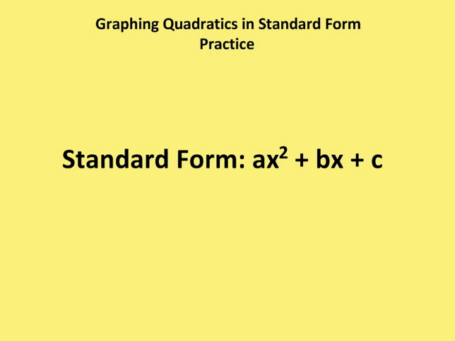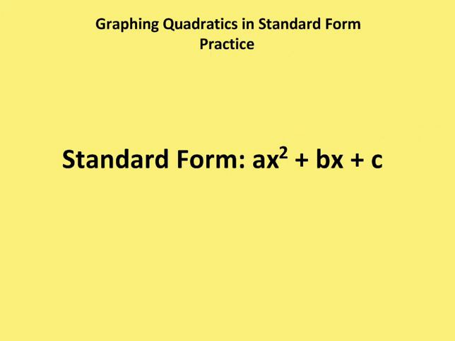So what is the standard form of a quadratic function? Well, it looks like this: ax squared plus bx plus c. So there's a value a, there's a value b, and there's a value c. Remember, the requirement for a quadratic is that a has to be something other than 0. So let's take a look at how to graph a quadratic in standard form.